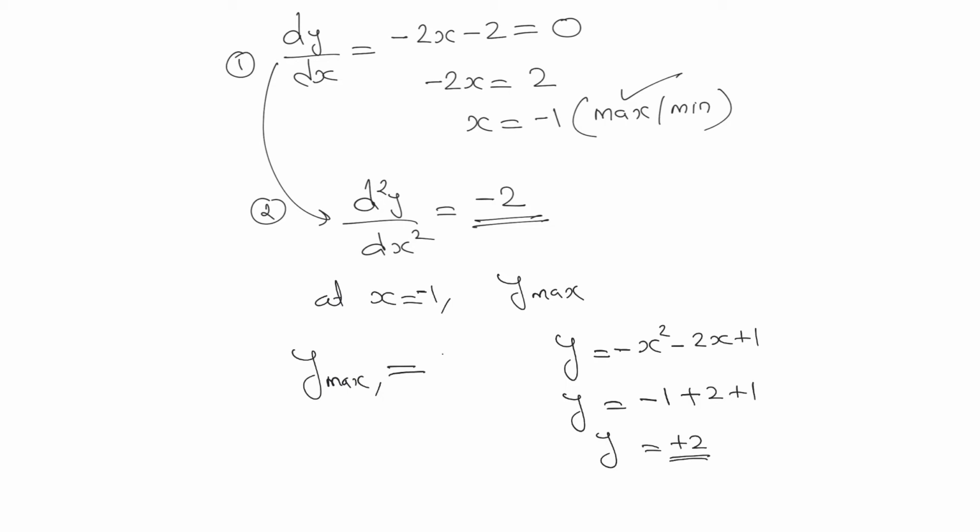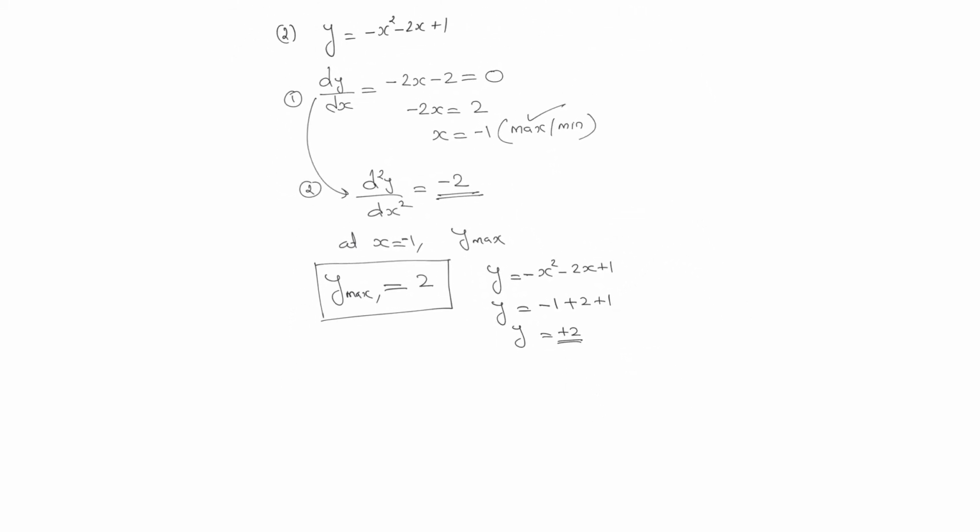So the maximum possible value of y over here is nothing but 2, and we'll get that value when x is minus 1. So we can write our final answer like this. The maximum possible value of y over here is nothing but 2, and we are getting this value when x is equal to nothing but minus 1. And over here we are not getting a minimum value. That means the minimum value is nothing but minus infinity when we are putting x as minus infinity.